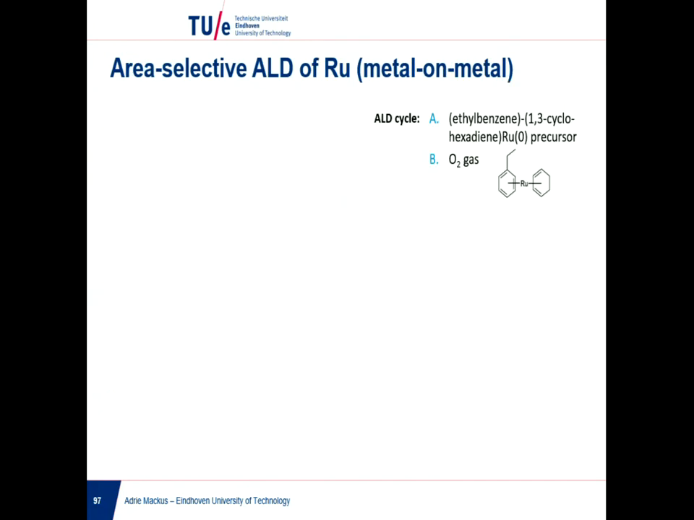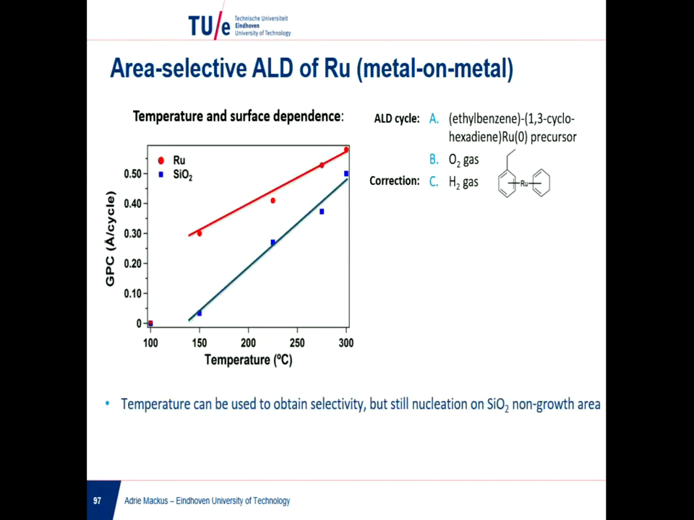I would like to show a brief example. So this is about area-selective ALD of ruthenium. Here we aim for a metal-on-metal deposition. So we use this ALD process. And here you see deposition on ruthenium and on silicon oxide.